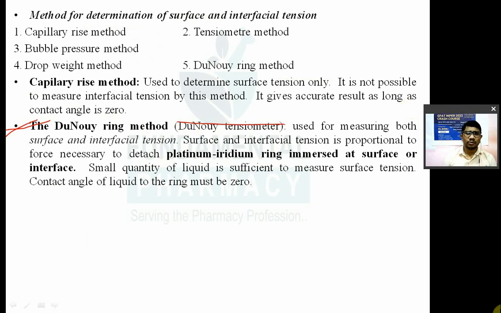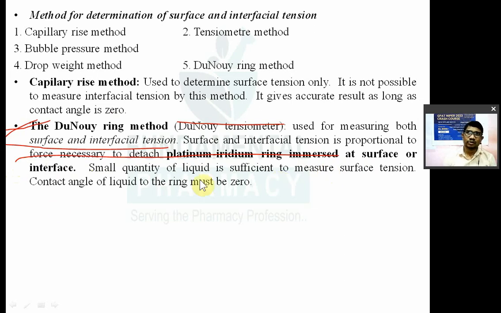It is used for measuring surface tension as well as interfacial tension. ये method दोनों के लिए होता है. Surface tension and interfacial tension is proportional to the force which is required to detach the platinum iridium ring immersed at a surface or interface.